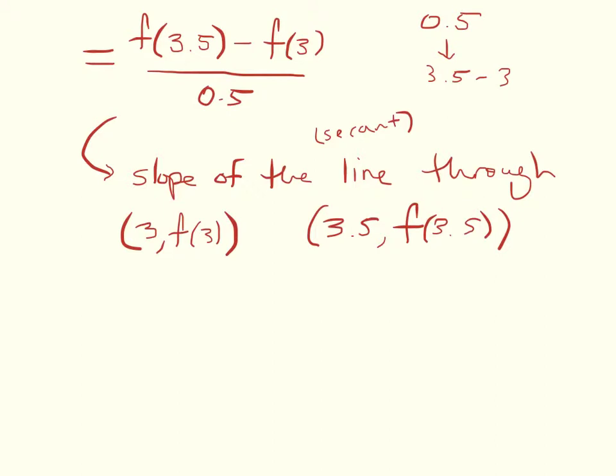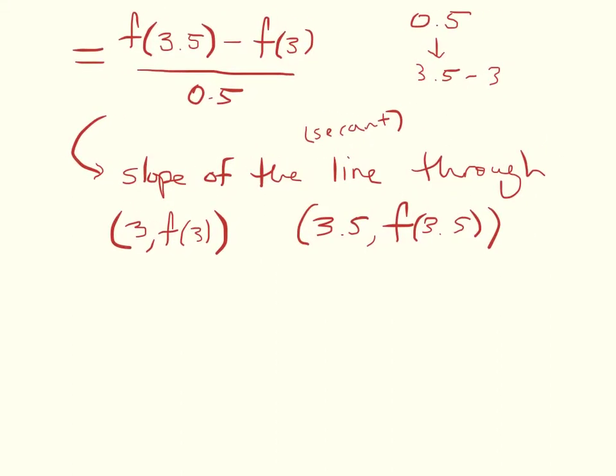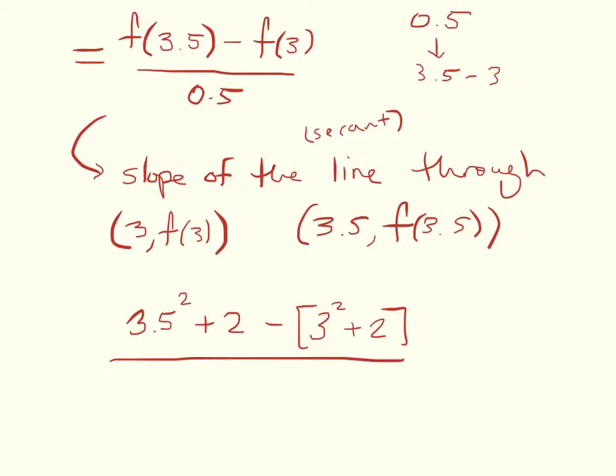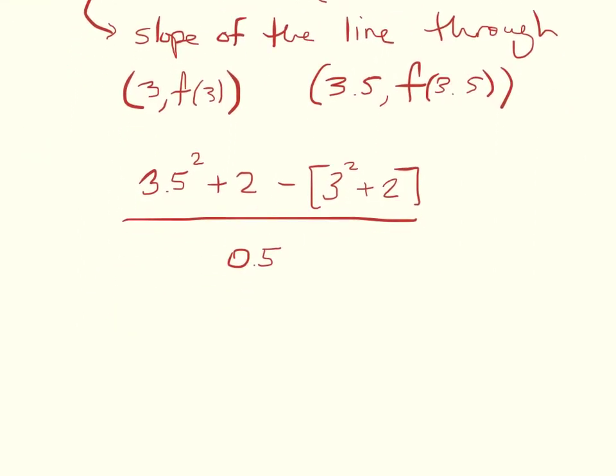F of 3.5 is 3.5 squared plus 2, minus f of 3, which is 3 squared plus 2, all of that divided by 0.5. This is gross. I'm going to hit pause and multiply out 3.5 squared. And we're back. Evidently 3.5 squared is 12.25. So we have 12.25 plus 2 minus 9 plus 2, which is 11, all of that over 0.5.